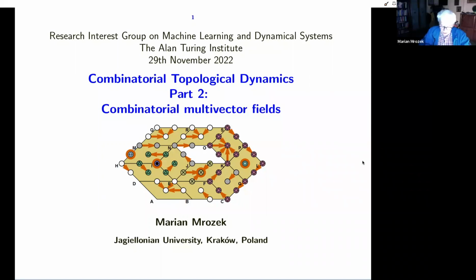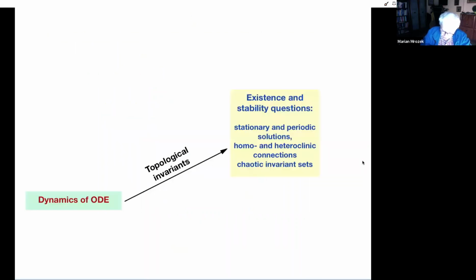Let me start by very briefly repeating the slides I started with last time. There have been many topological invariants developed to study features of solutions of ordinary differential equations. My main interest is in the Conley index and related tools, because my belief is this has had probably the most broad spectrum of applications so far.